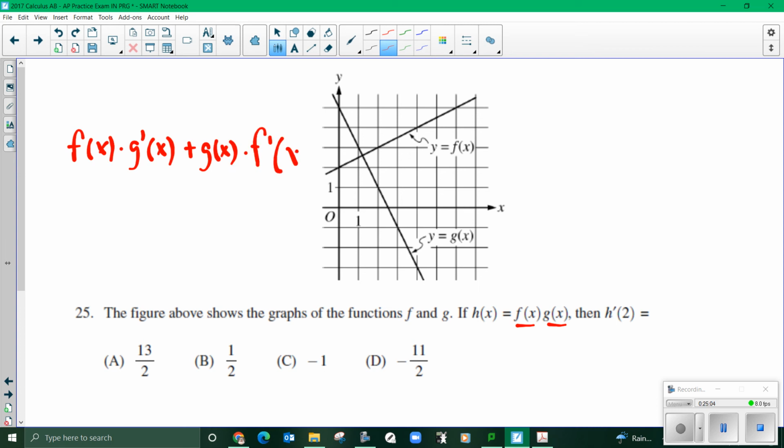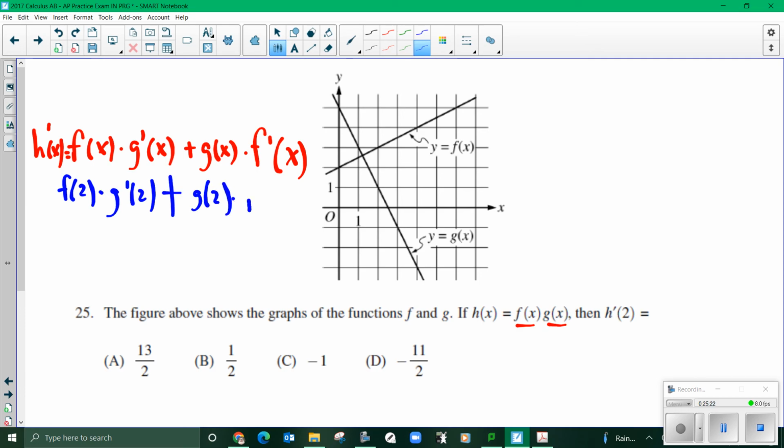So now that I've established what h prime of x is, now I can put in the 2. So I need to figure out f of 2 times g prime of 2 plus g of 2 times f prime of 2. The good news is prime or derivative means slope. And these are lines, so the slope is going to be the same no matter what. That's going to be easy.